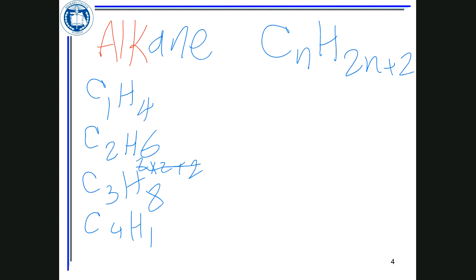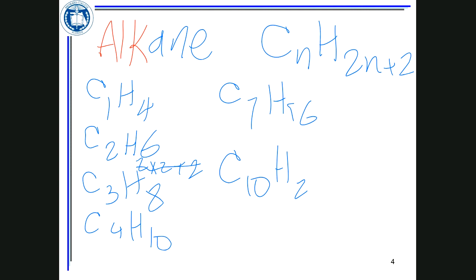So if we have 4 carbon, we already said about 10 hydrogen. If we have 7 carbon, how many hydrogen should we get? For 7 carbon, 16. We are following that general formula, 16. And if we have 10 carbon, the number of hydrogens is going to be 22. Perfect.